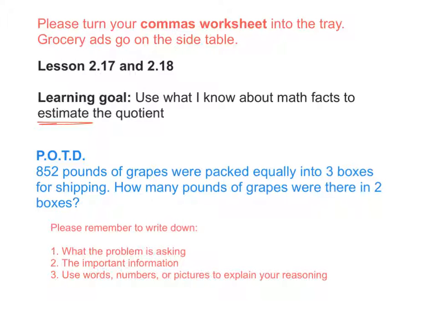Okay. Now, what are we estimating? We're estimating the quotient. What's a quotient? What's a quotient? Aditya? Answer to a division problem. So today, are we going to actually be solving the exact answers to division problems? No, we're just going to be finding what's in the zone or what's in the ballpark. We're estimating the quotient. Okay?